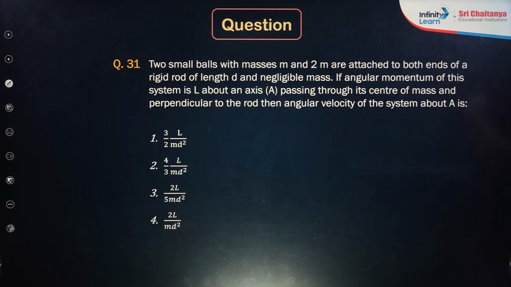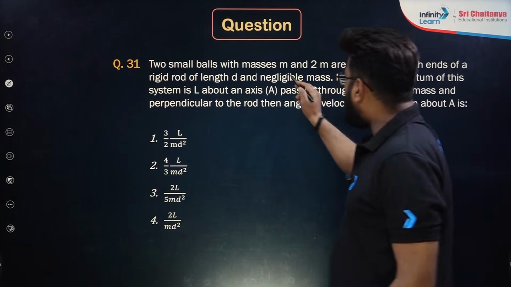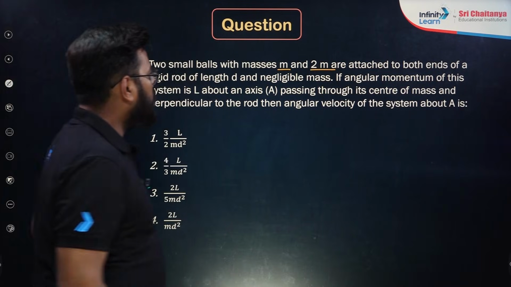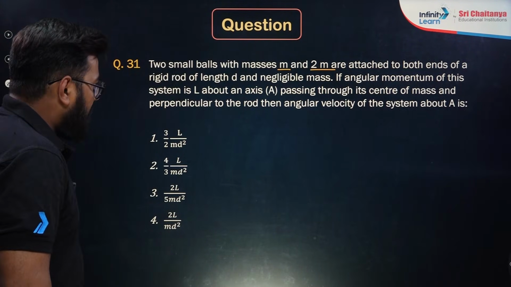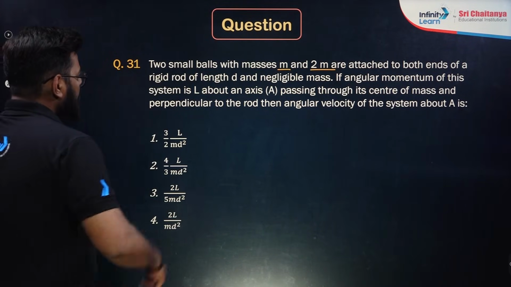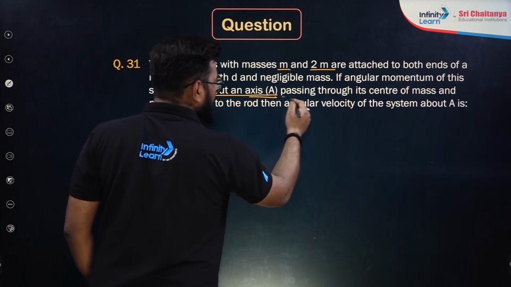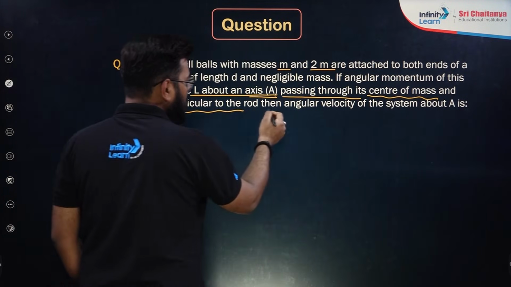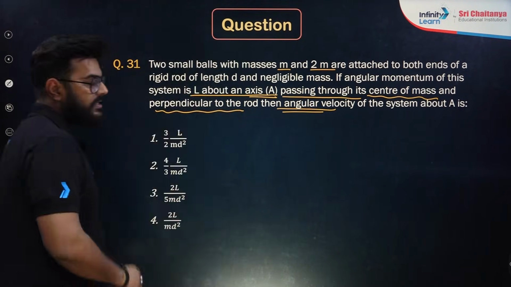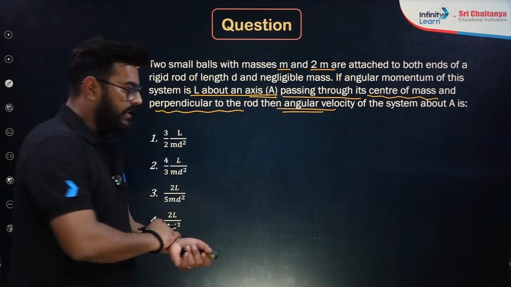Okay. Moving ahead, there are two small balls with masses m and 2m. They are attached to both ends of a rigid rod of length d and negligible mass. If the angular momentum of the system is L about an axis A passing through its center of mass and perpendicular to the rod, then the angular velocity of the system about A is? So what is going to be the angular velocity?